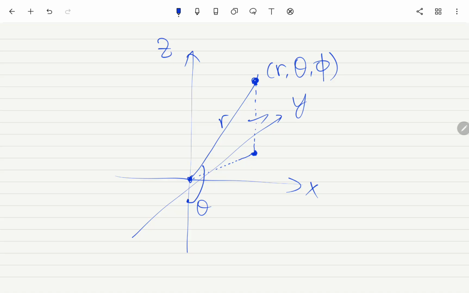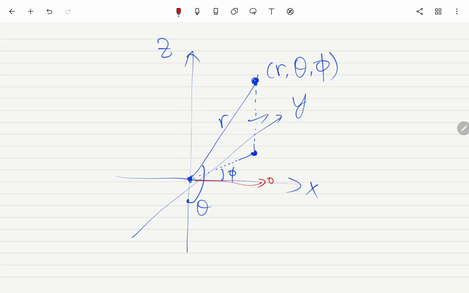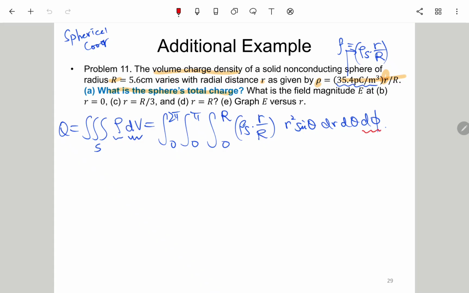And then here, this is on the xy plane, and this is the phi. The phi can go from phi equals 0 for the whole round, which will be from 0 to 2 pi. So that's why you can see d phi is from 0 to 2 pi.